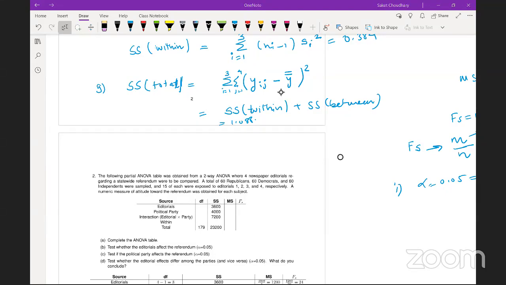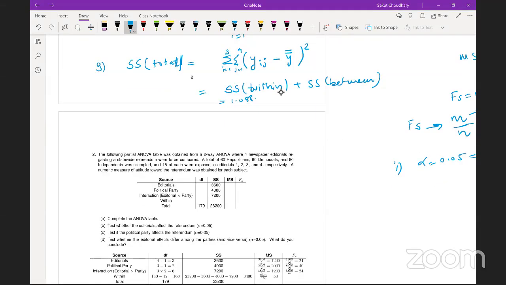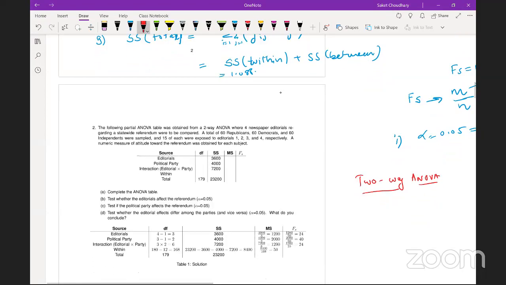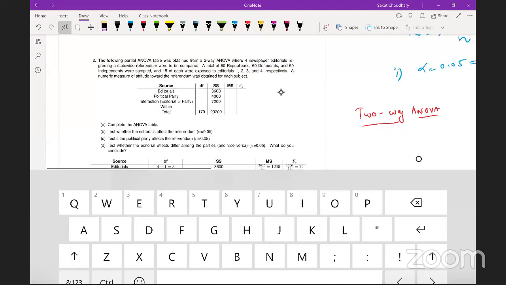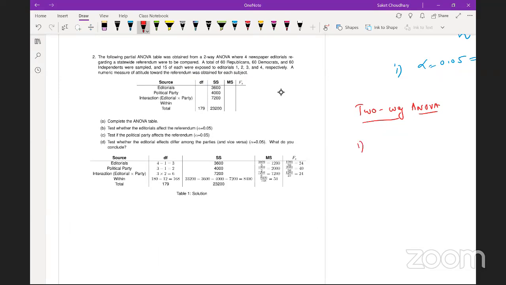Okay, all right. So we move ahead to talking about a two-way ANOVA from one-way ANOVA, and why we care about it, right? In our first problem, we only had one categorical variable, which was the school. In this case, we have two categorical variables, right? And these are given by two sources of variation. The first one is your editorial, and the second one is your political party.